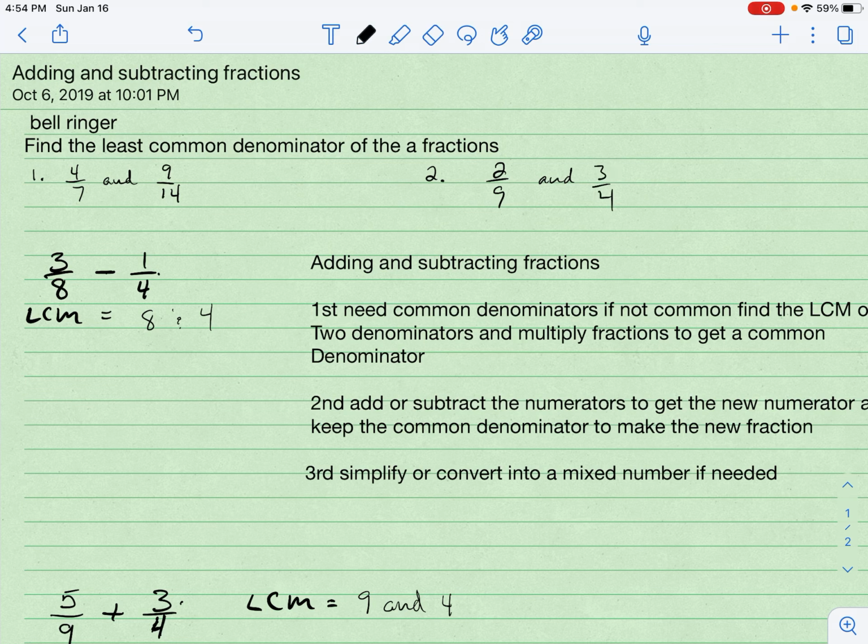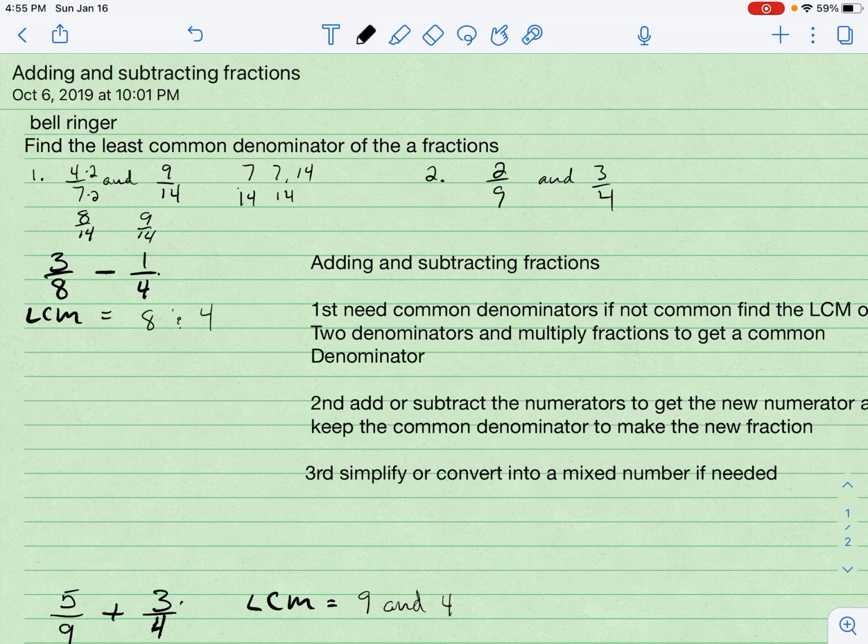So on this first one, 4/7 and 9/14. We're looking at the denominator, that's the bottom number in the fraction. So we've got 7 and 14. Well, if you write out the multiples of 7, you get 7 and 14, and you get 14. So we only have to multiply one fraction. We multiply this one by 2, and you get 8/14, and then you'd have 9/14. So we have a common denominator. Now we could add or subtract them.